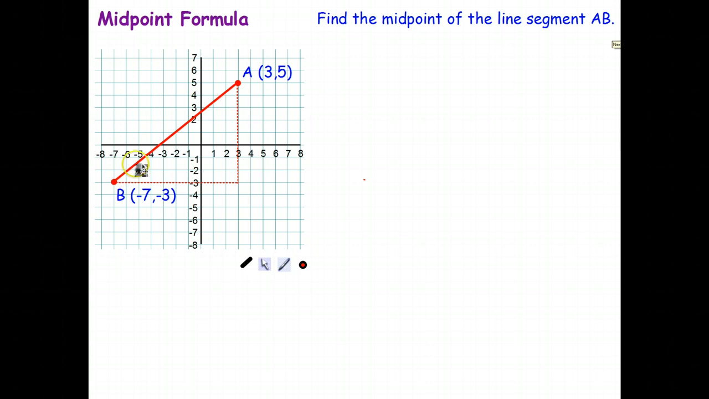So what I'm trying to do, here's the line AB, and there's the coordinates. I'm trying to find the coordinates of the point exactly halfway between those two. Well, let's look at the x-coordinates first. The x-coordinate of B is -7. The x-coordinate of A is +3. So what I need to find is the number that's exactly halfway between -7 and 3.